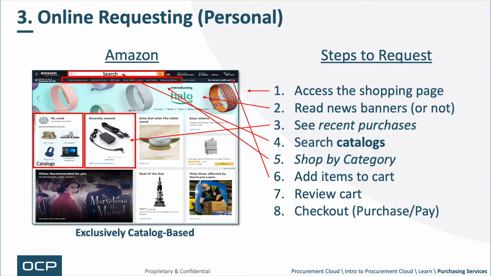Well, when you're doing online requesting personal, so let's use Amazon as an example, you'll follow much the same steps. You'll access the shopping page, which is like their store, read the banners or not. You might see recent purchases, that's something a little bit different. You can search catalogs, so not so much sections and aisles, but catalogs. You shop by category, which again is like the sections and aisles. You add items to the cart or your shopping cart all the while. Here you can review your cart, which you may do informally, and then you check out, meaning purchase and pay. One note here though is Amazon is exclusively catalog driven or based, meaning you can't buy it if it's not in the catalog.